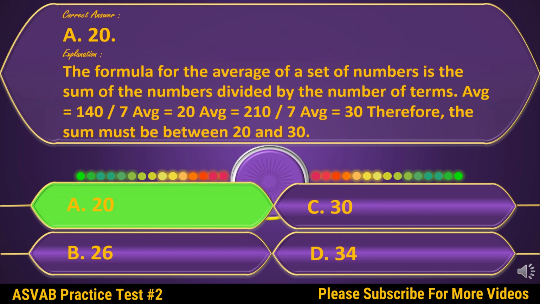20. The formula for the average of a set of numbers is the sum of the numbers divided by the number of terms. Average is equal to 140 divided by 7. Average is equal to 20. Average is equal to 210 divided by 7. Average is equal to 30. Therefore, the average must be between 20 and 30.